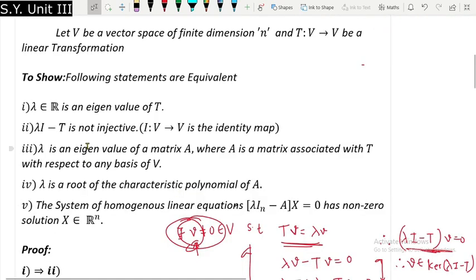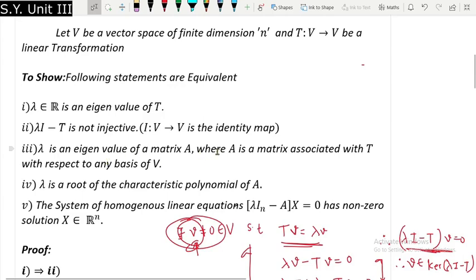Now we have to prove 2 implies 3. So let us see what is 2. In 2 we have to assume that lambda I minus T is not injective, where I is the identity map, and we have to prove that lambda is an eigenvalue of A, where A is a matrix associated with T with respect to any basis of V.